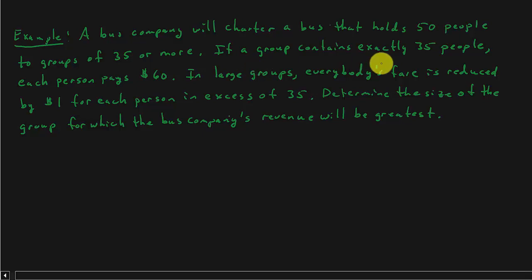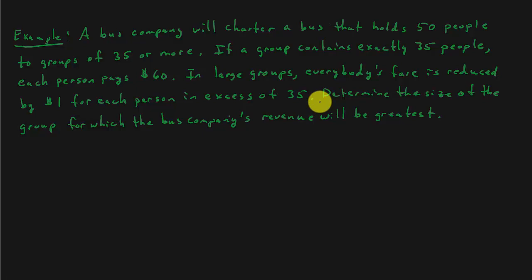If a group contains exactly 35 people, each person pays $60. In large groups, everybody's fare is reduced by $1 for each person in excess of 35. Determine the size of the group for which the bus company's revenue will be greatest. Okay, so we're wanting to maximize the revenue.